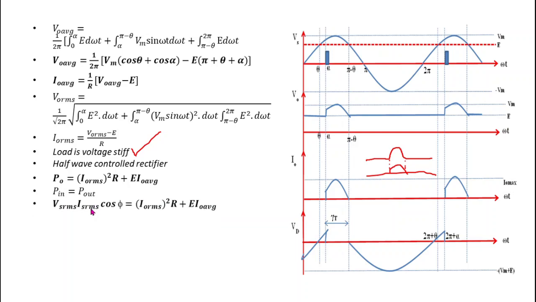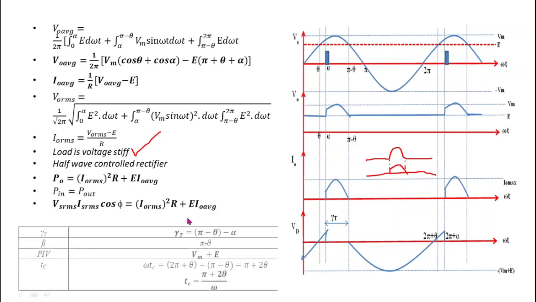So what is input power? It is simply equal to the RMS value of input or source voltage into the RMS value of source current into cos phi. Cos phi is the input power factor. If we equate this with the output power, then from this equation we can get the input power factor.